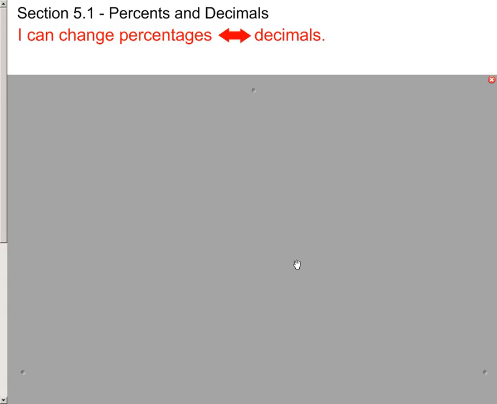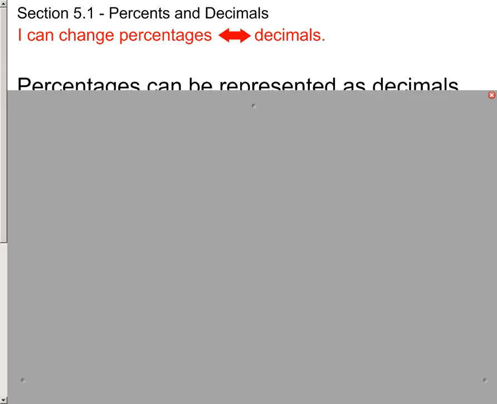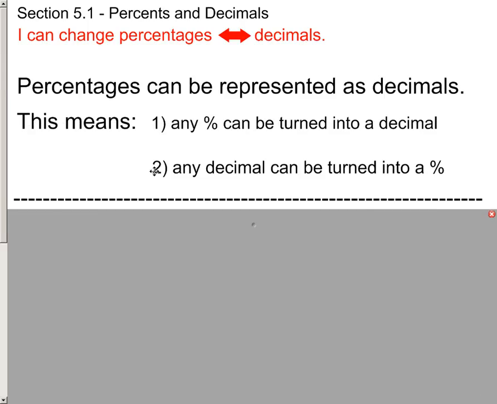Percents and decimals, that's what we're working with today. Basically, you've got to think of it as two different languages, because we can take any percent and rewrite it as a decimal, and any decimal and make it into a percent. If you're trying to wrap your head around what that means, think of it as English and Spanish.